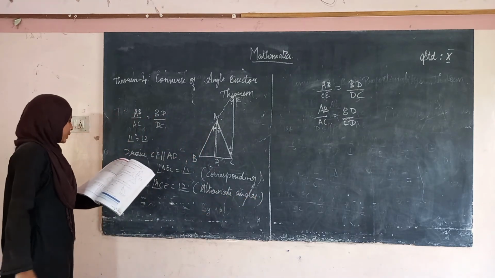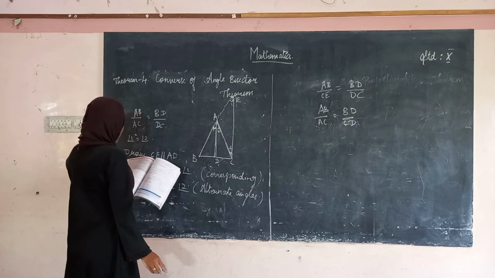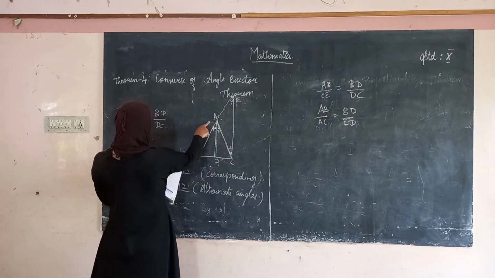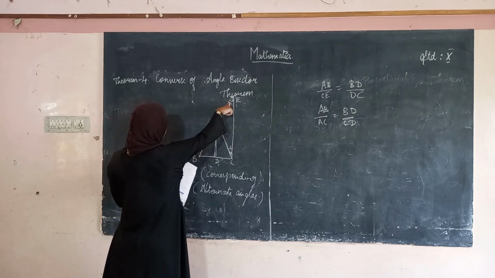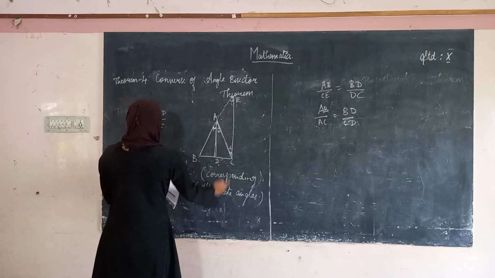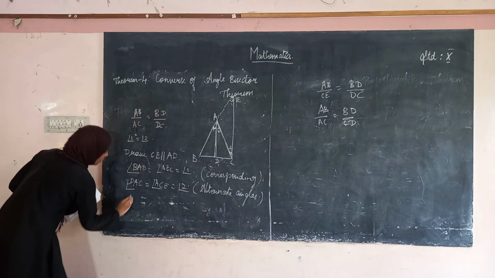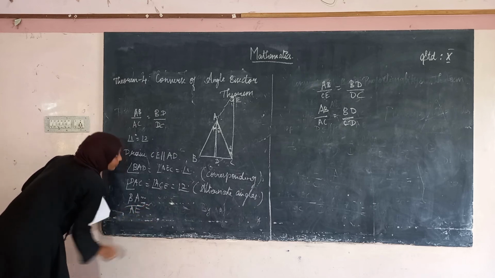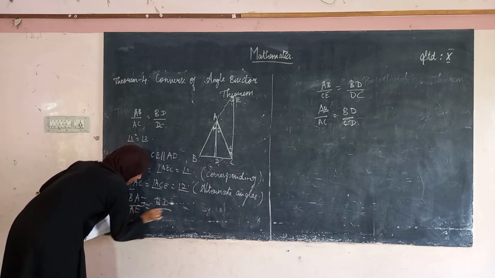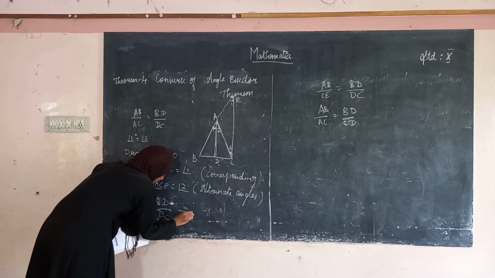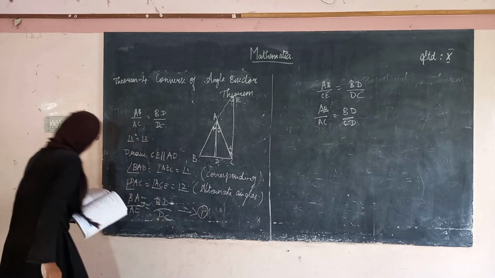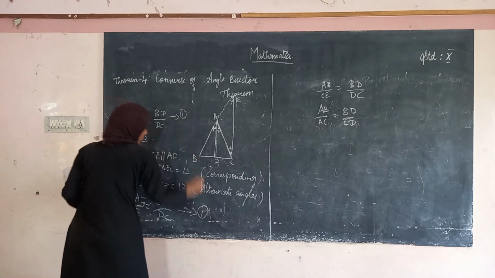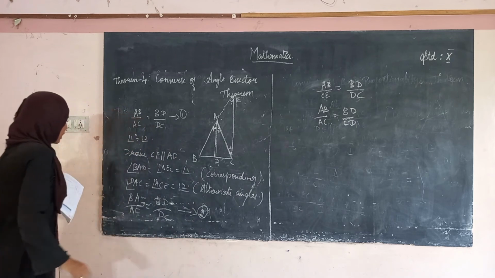Alternate angles are the same. Then by Thales theorem, since these two angles are equal, what can we write? BA divided by AE is equal to BD divided by DC. Take this as 1 and this as 2.